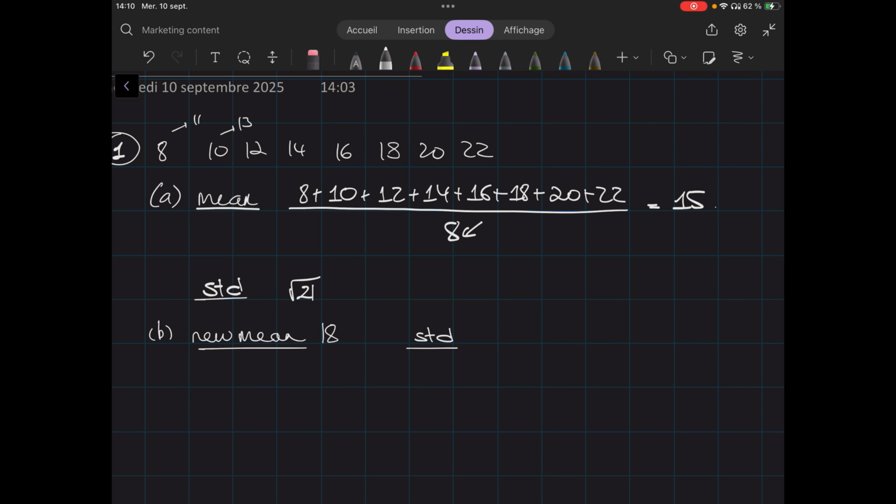The standard deviation will have no difference because the standard deviation measures how different you are from the mean. If all the data increased and the mean also increased by the same amount, then the standard deviation remains the same. So it is still square root of 21.